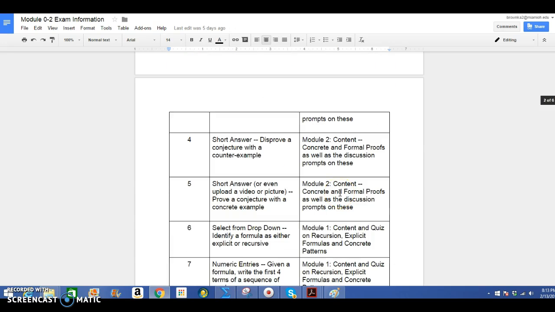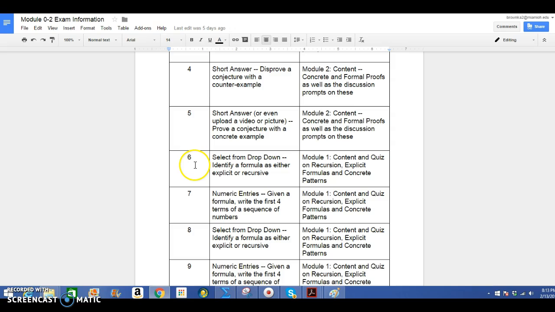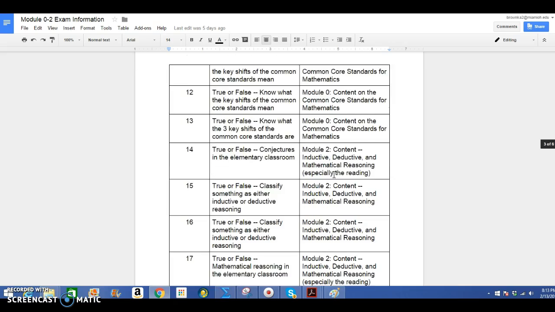I'll just skip down a little bit. Question 6, it's select from a drop-down. Identify a formula as either explicit or recursive. I bet you can figure out what this looks like. It gives you a formula, and you either identify it as explicit or recursive. Those are the two options in the drop-down. This again gives you information as to where this particular concept was covered, where you can go back and study, etc. So you can do that for each of the questions.